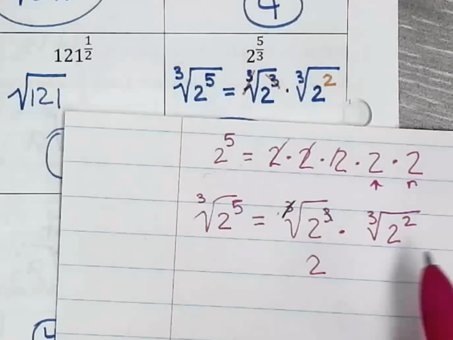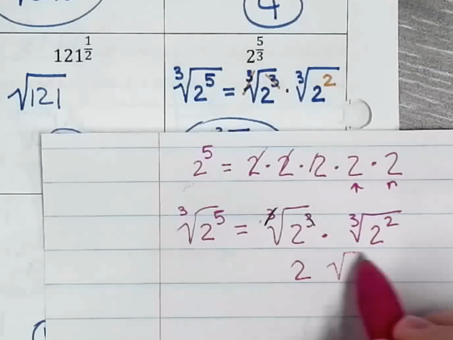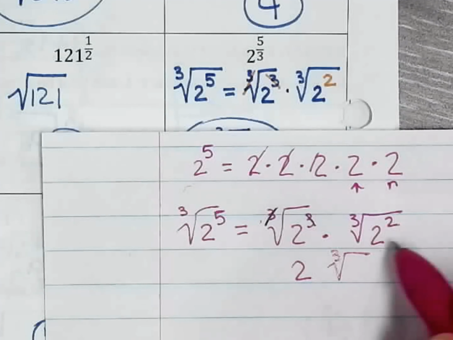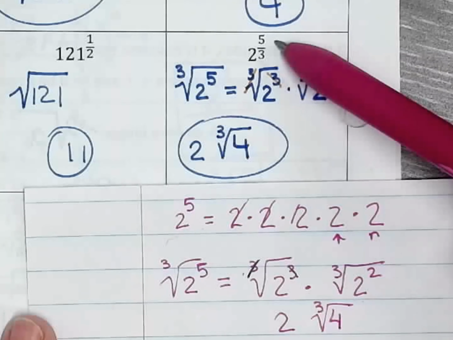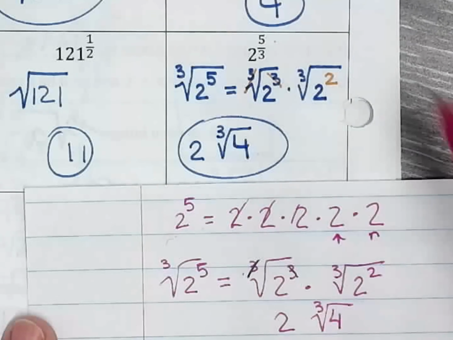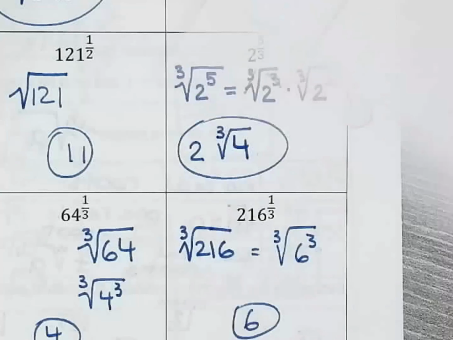And I know 2 squared is 4. So the cube root of 2 squared is 4. That's how I went from here to here. That's my thought process right there.